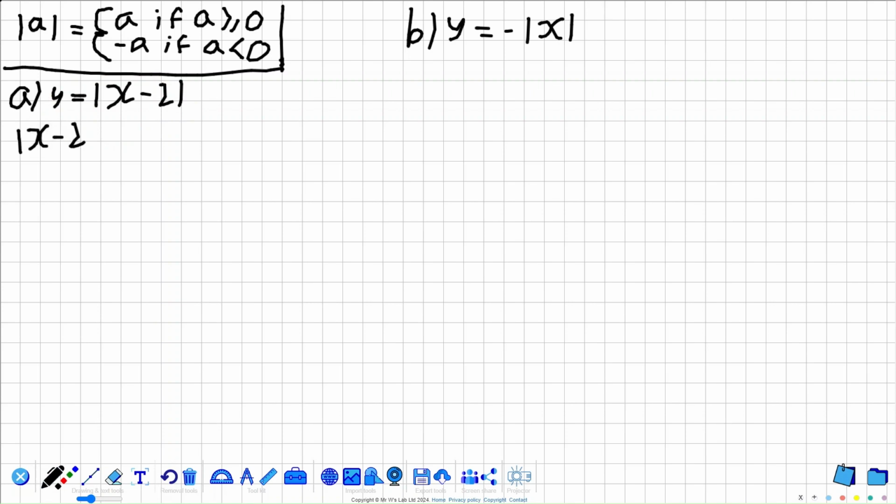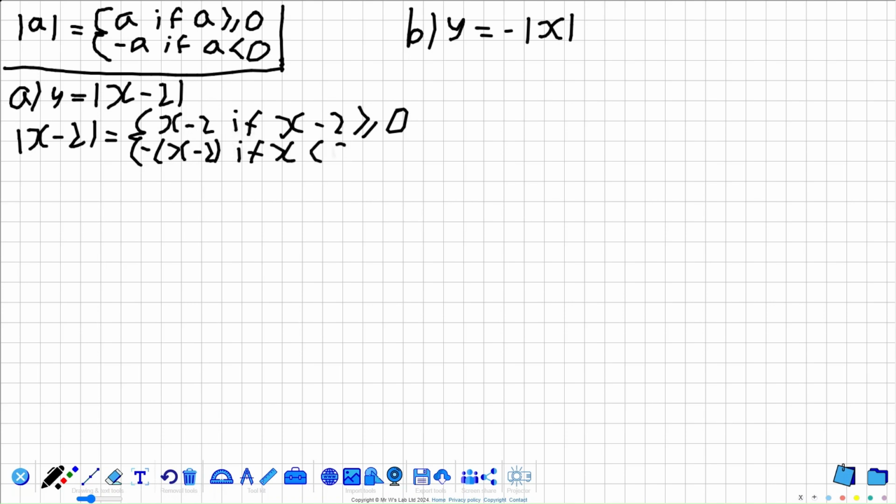x minus 2 equals, and we do our brackets, x minus 2 if x minus 2 is more than or equal to 0, and then for this one we'll have to do negative, and I'll put it in brackets, x minus 2 if x minus 2 is less than 0. And so what I've done here, for all the points where there's an a on this one here, I've inputted this value in the mod into this to create this.